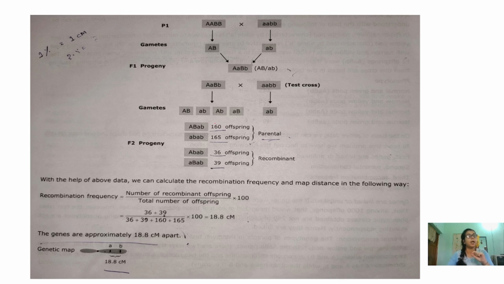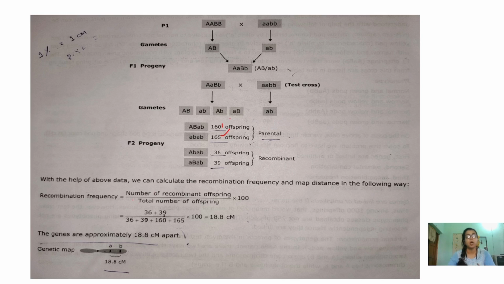What you do is first find the parental and the recombinant ones, which we discussed in the previous video. The trick is you need to see the highest numbers among these four. The highest numbers are 160 and 165, so the parental offspring are these two. The recombinant ones will be the least, that is 36 and 39. Now your problem is almost solved. You just need to put in the formula and find the distance. How will you find the distance?